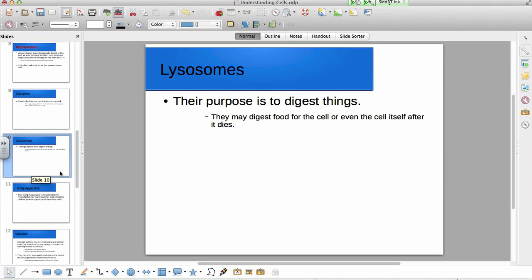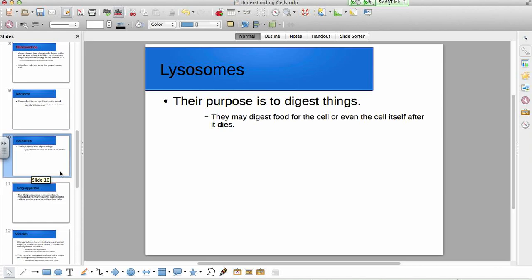But then we also know that cells die, right? Cells die inside our body, and then a new cell takes its place. So what happens to those cells that die? We don't build up a whole bunch of dead cells in our body. Something has to happen when they're dead. Our body has to remove them somehow. So lysosomes are responsible for that as well. And that's really a key point.